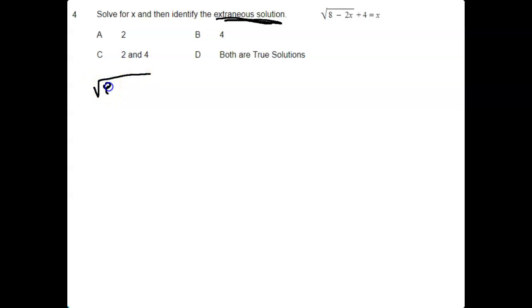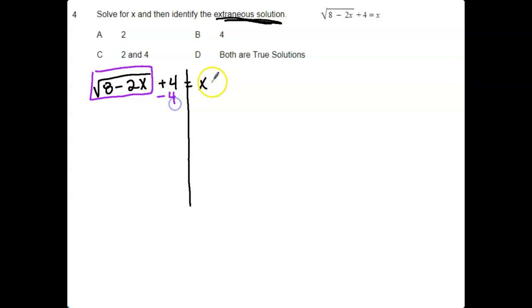So the square root of 8 minus 2x plus 4 is equal to x. Now when I go to get the radical by itself, notice that on the left side it's got this plus 4 here, so I'm going to get rid of that by subtracting 4. So we have the square root of 8 minus 2x is equal to x minus 4. My radical is by itself and it's a square root, so I'm going to do the inverse by squaring it.